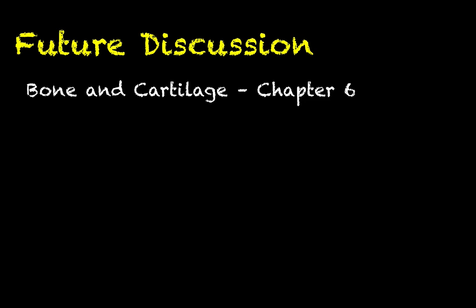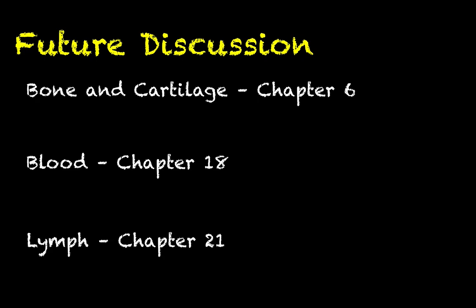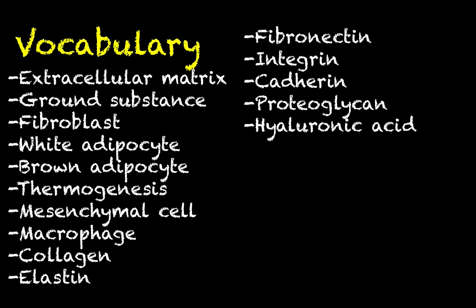Now that's really all we're going to say about connective tissue for right now. There's other types of connective tissue that we will talk about in the future, but they're really going to deserve their own videos. Bone and cartilage we will talk about in Chapter 6, especially with regard to how they function in calcium homeostasis. We'll talk about blood in Chapter 18, and then we'll talk about lymph in Chapter 21. So these different types of connective tissues, we're not going to talk about them now, but they will have their time in the sun in the future. Okay, that's going to do it for this video.